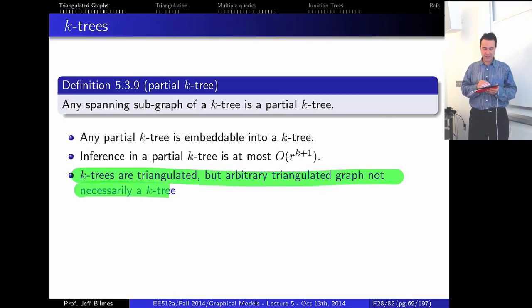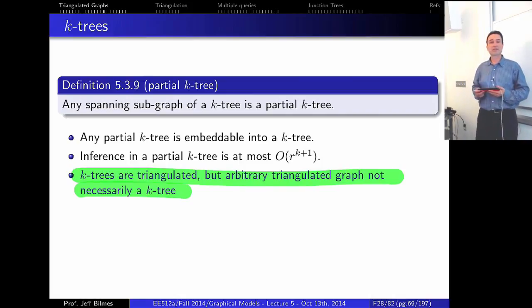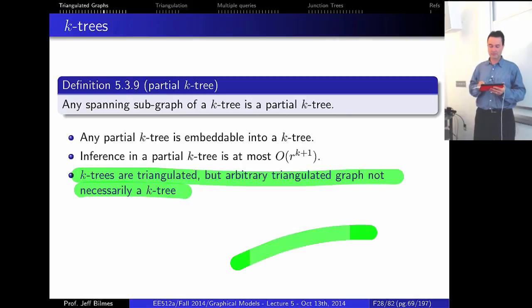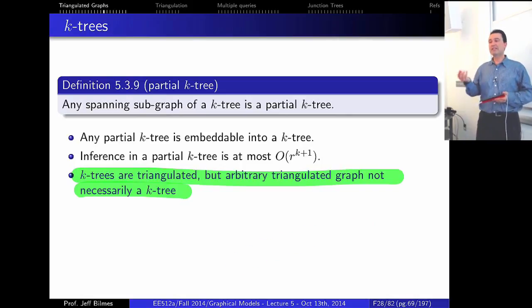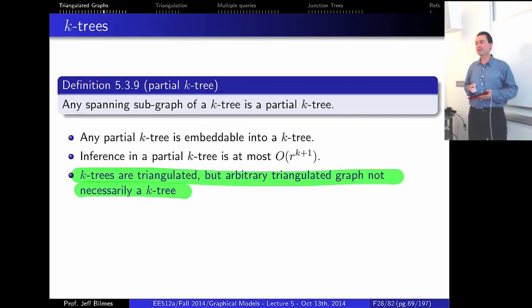So we do know that K-trees are triangulated, but an arbitrary triangulated graph is not necessarily a K-tree. We know that, right? Because it's not necessarily the case, using that previous lemma, that in an arbitrary triangulated graph the minimal separators are all the same size. In fact, we even saw an example 2 lectures ago where minimal separators can be subsets of each other. Obviously, they're not the same size.